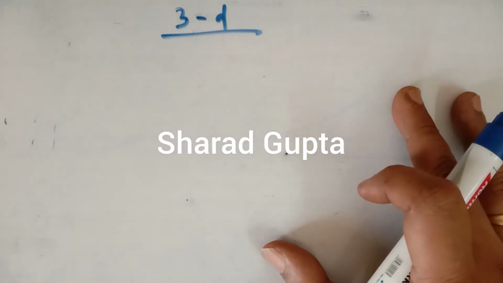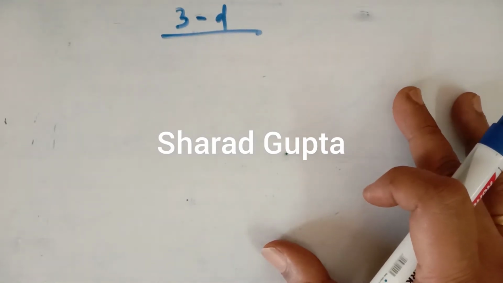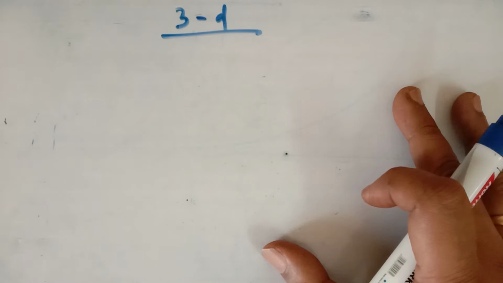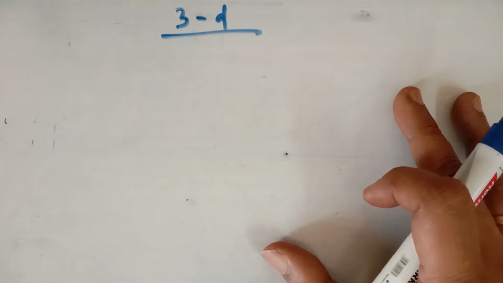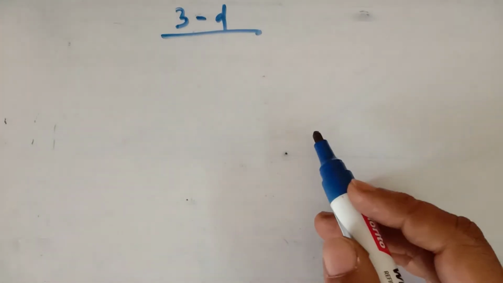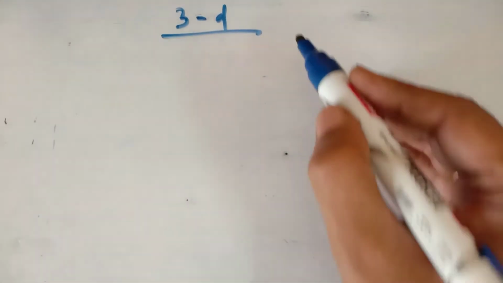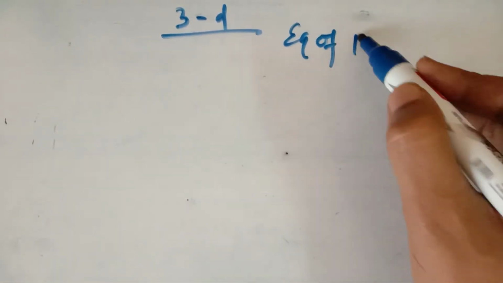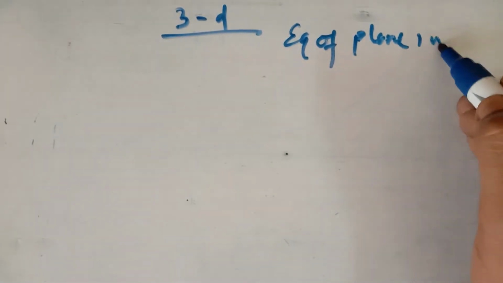This is lecture number 6 for the chapter Three-Dimensional Geometry for class 12th. In the last lecture, we discussed some formulas for the equation of planes. In continuation of that, we have the equation of a plane in intercept form.